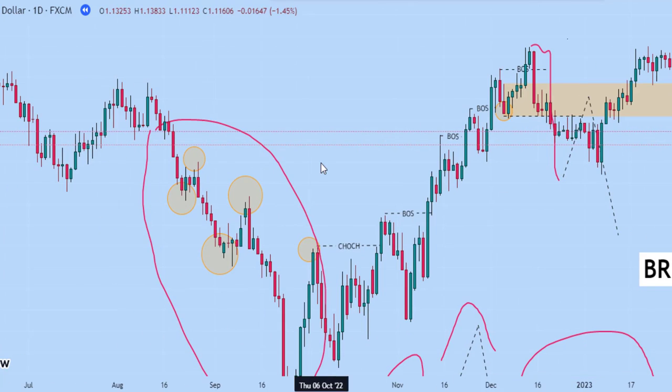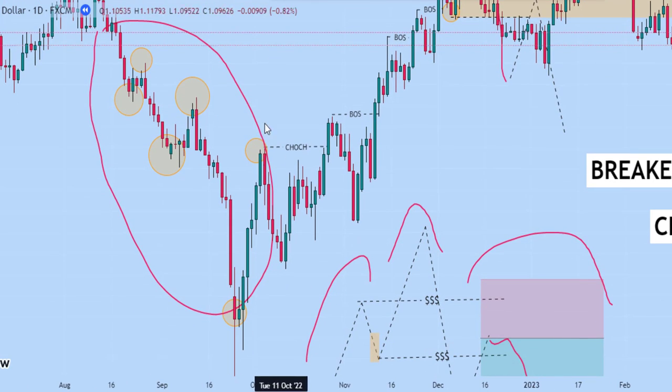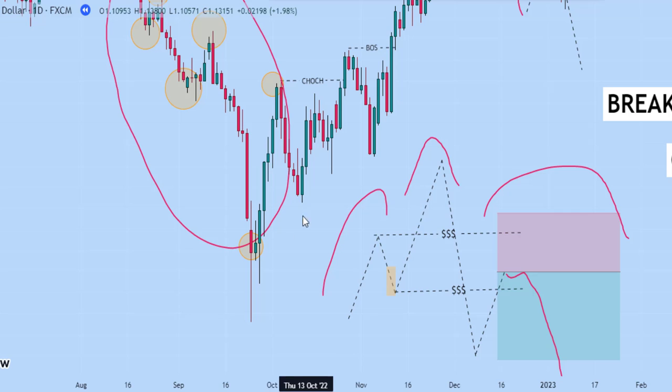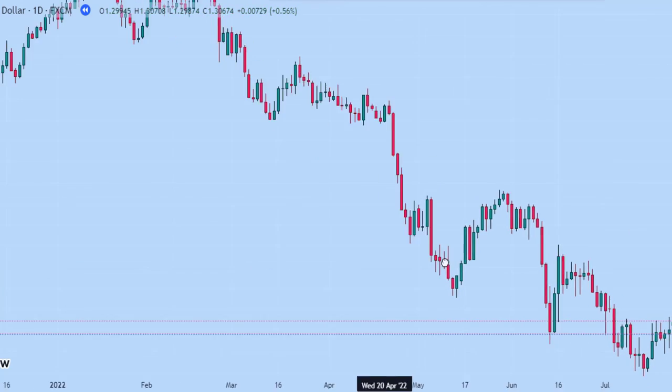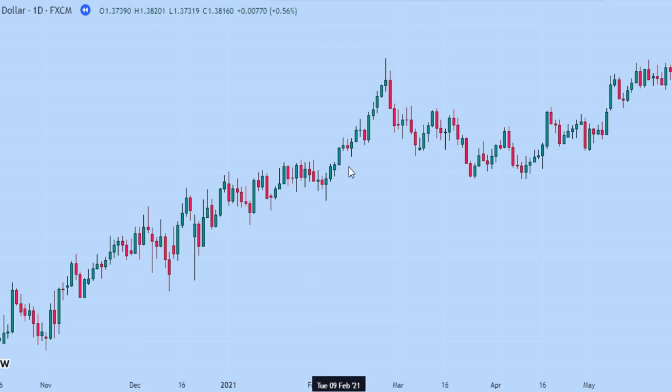Now it is not only that one that can create a change of character. Like this one, it is not a breaker block because we never created a liquidity grab, but we had a change of character. I hope this is understandable. Let me see another change of character. Is this a change of character? We see this sudden up.